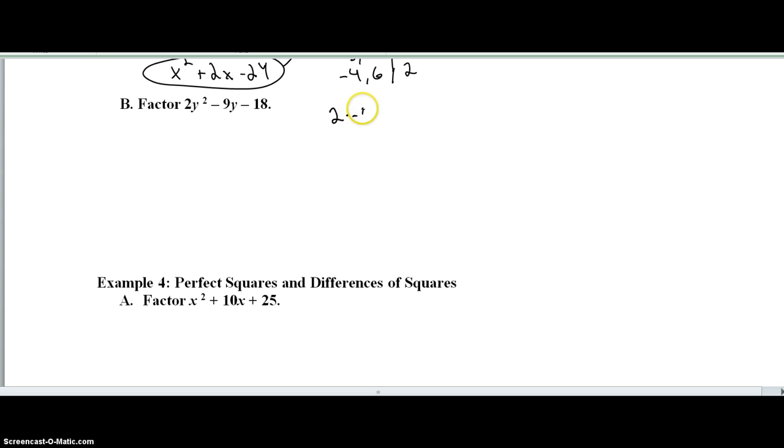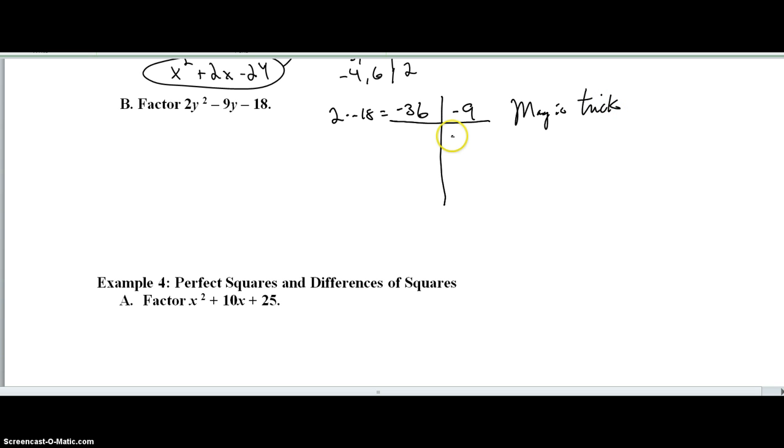So we have 2 times negative 18, and that will give us negative 36. So we're going to find our product of negative 36, and we want our sum to be negative 9. Okay, and remember this is the magic trick.